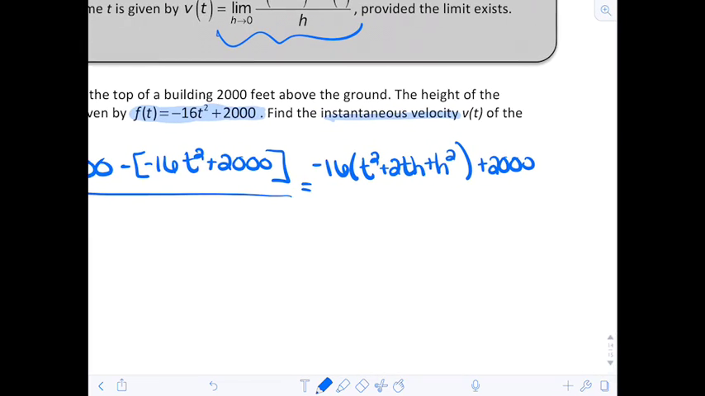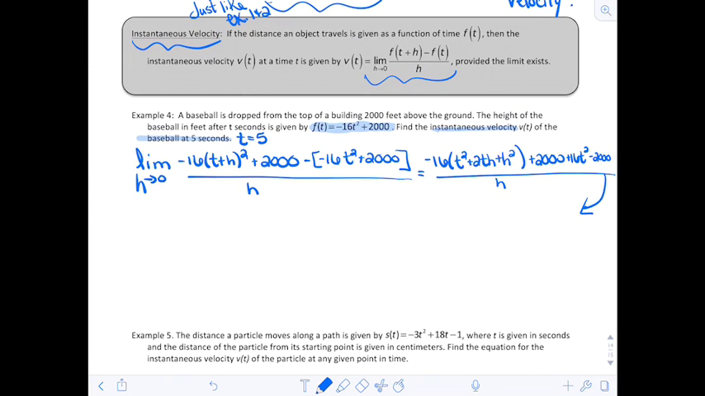And then the function is going to be plus 16t squared minus 2,000, all over h. Okay, so then I'm going to simplify this some more and carry through, distributing the negative 16. So negative 16t squared minus 32th minus 16h squared plus 2,000 plus 16t squared minus 2,000, all over h.